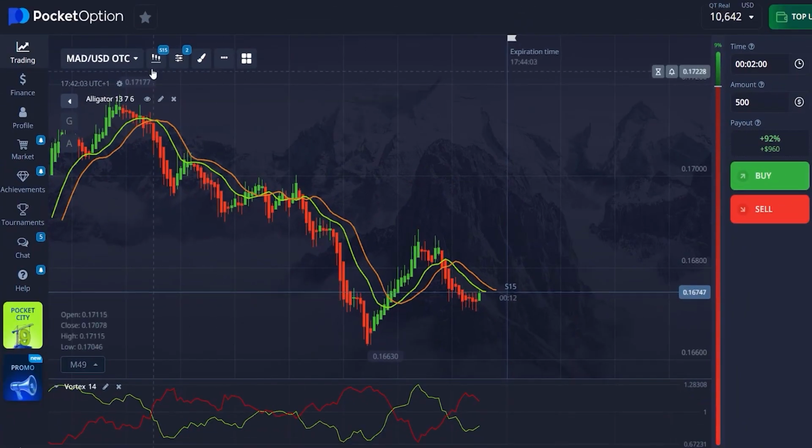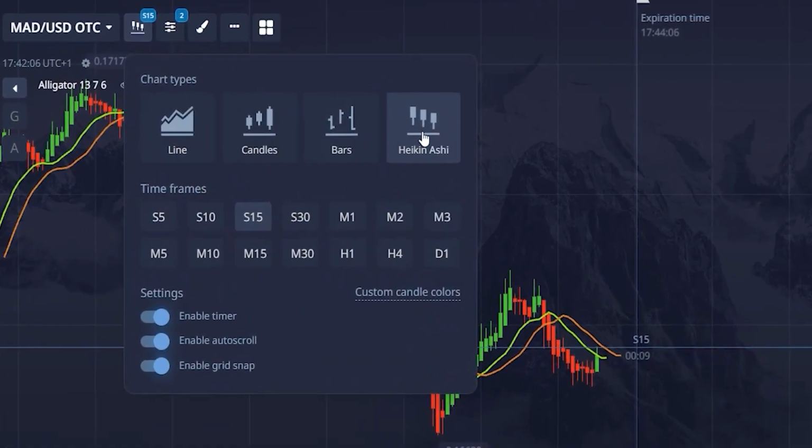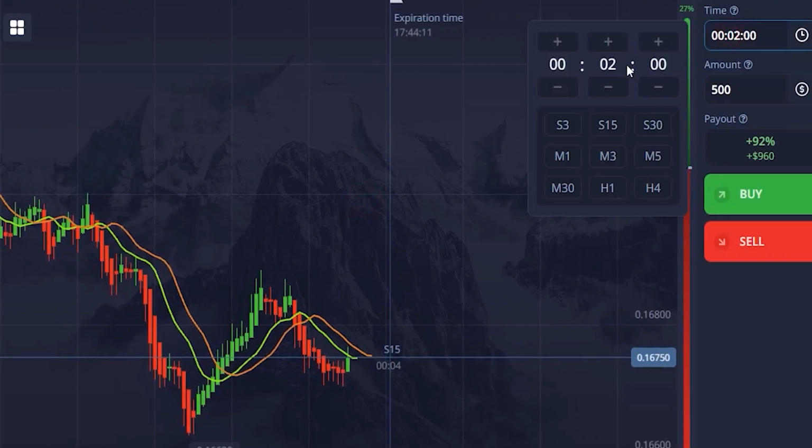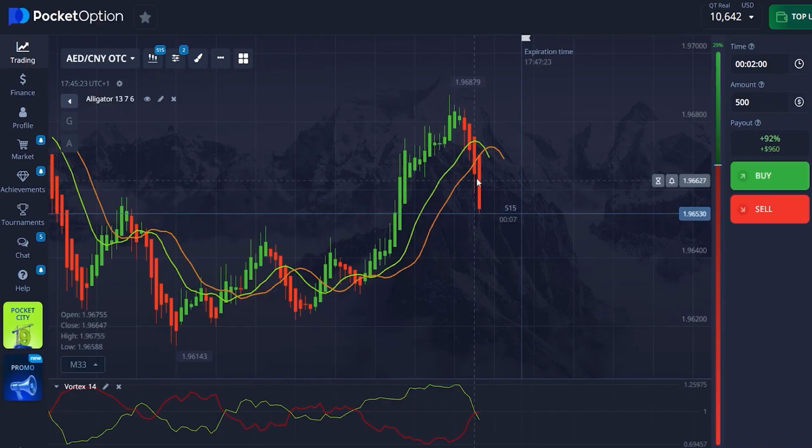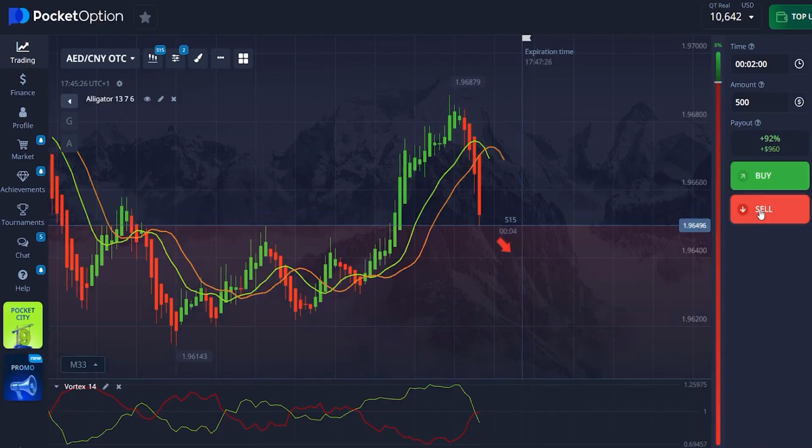So with this strategy, I'm going to be using the Heikin Ashi candlestick. I'm going to be setting it on 15 seconds candle time frame. I'm going to be using 2-minute expiration time. So right here, I'm finding a downward opportunity.